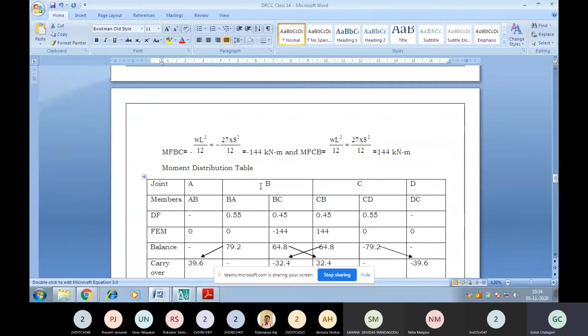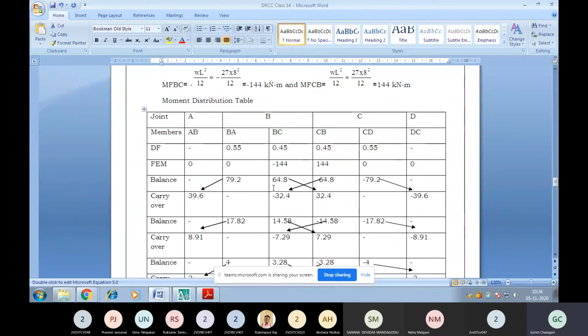So here we have drawn the moment distribution table. Just recollect what you have learned in the analysis of indeterminate structures, that is the moment distribution method. Whichever is easy, you go with that method, because the final answer we get is the same whichever method we use. But here I am going with the moment distribution method, which is quite easy and can be remembered easily.